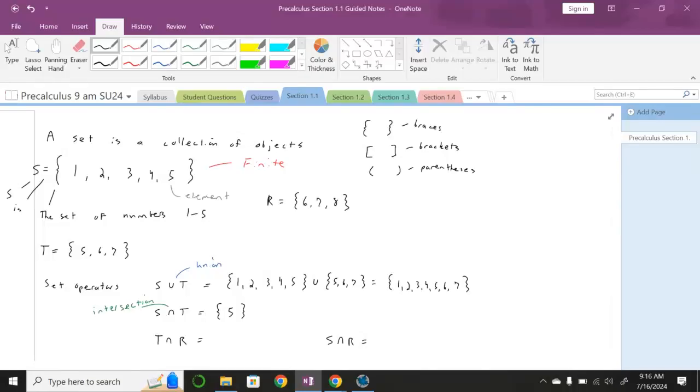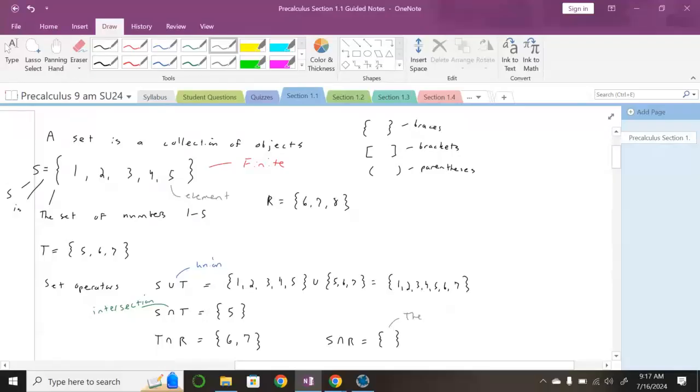Okay, so what do we think? What's the intersection between T and R? 6 and 7. Good. So the intersection between T and R would be the set of those 2 objects. And then what's the intersection between S and R? Nothing. So we actually write empty braces like this, and you would call that the empty set. Literally the set containing nothing.